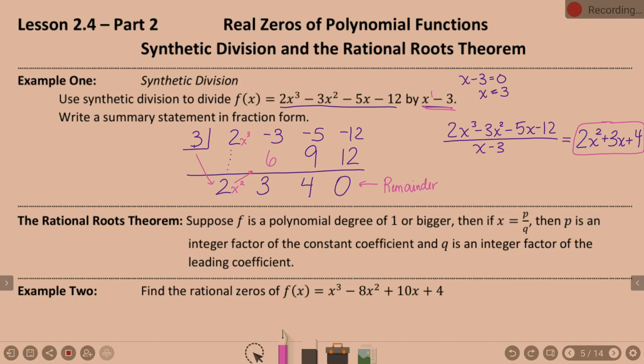That's a brief review of synthetic division. We're going to do more synthetic division, so that's not your only review, but that was the one to get our brains going on it, okay? Now, we're going to use this synthetic division.